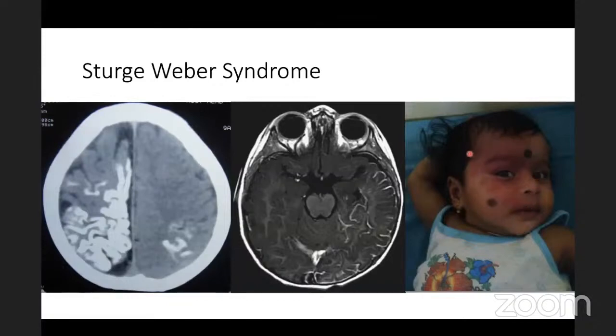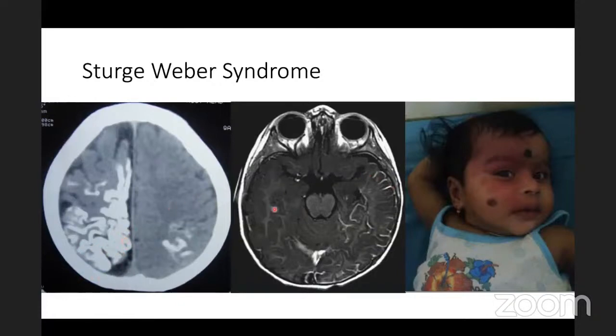In addition to port-wine stains, the MRI defining feature is the presence of pial angiomas, which light up on the contrast-enhanced MRI. If you do a plain MRI, you won't see anything. In due course, the slow flow in these venous malformations leads to calcification in this area. So this is called tram track calcification.